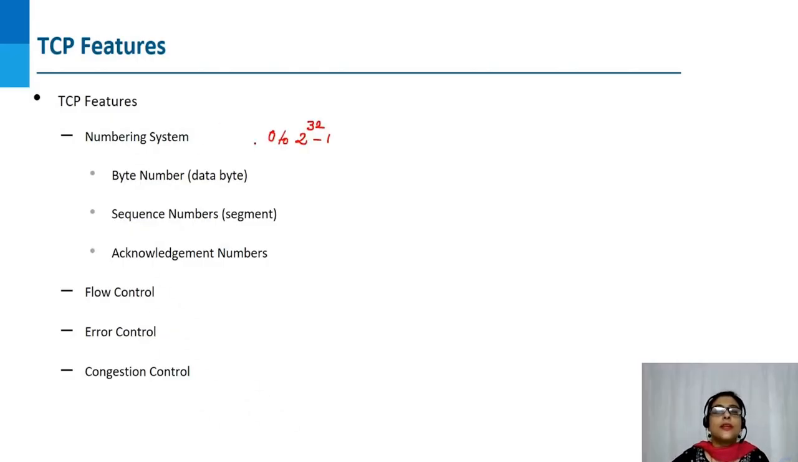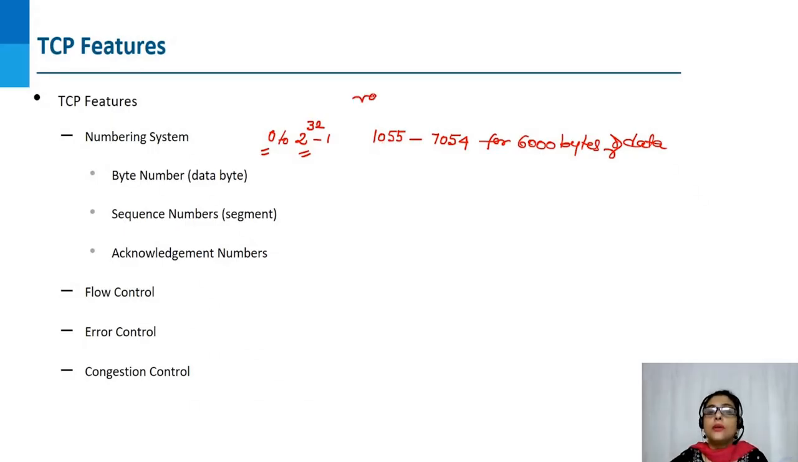For the numbering system, it can use a value between 0 and 2 to the power 32 minus 1. It is a random number. It is not necessary that it has to start from 0 or 1. Let's say it is starting with 1055, and if it has to send 6000 bytes of data, then the last numbering will be 7044. So this is how the byte number is assigned.